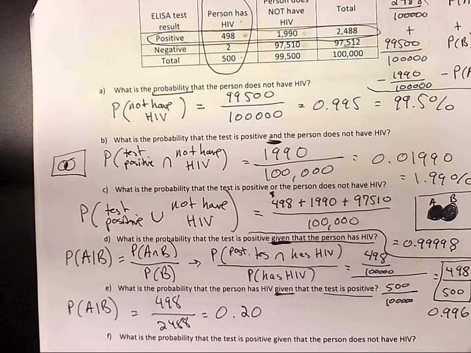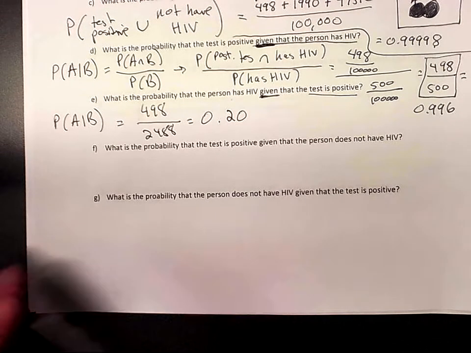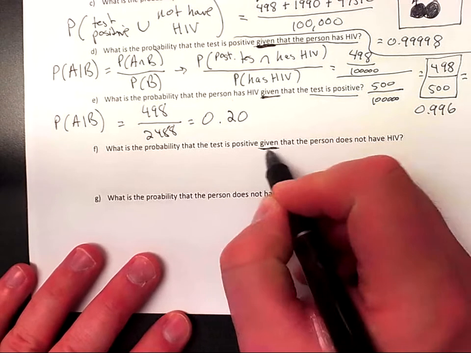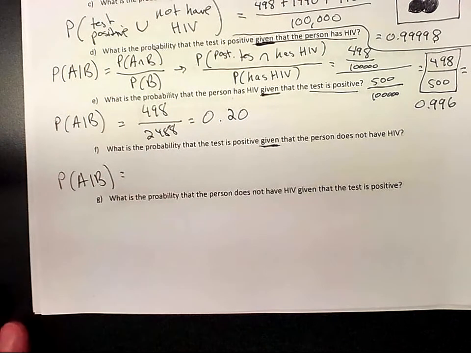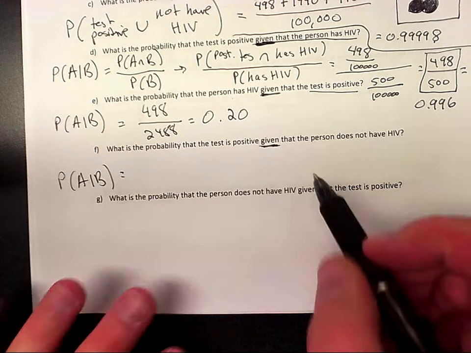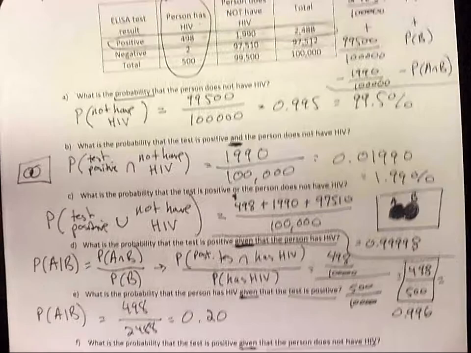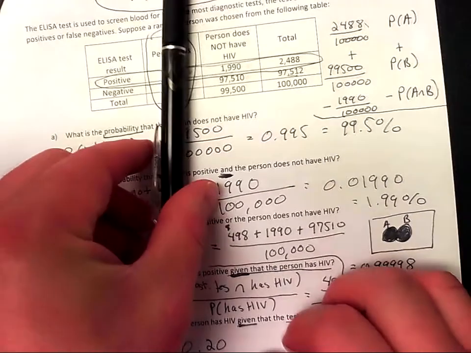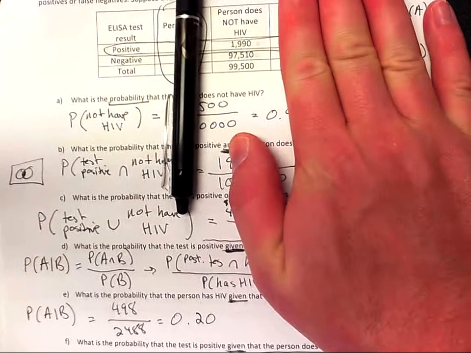Anybody need a little extra time? All right. What kind of probability are we going to try to calculate out here? Again, conditional probability because we're dealing with given. Right, so we're looking for the probability of A given B. We have given that the person does not have HIV, so therefore we're only going to focus on the information where the person does not have HIV, right? Just this information right here.